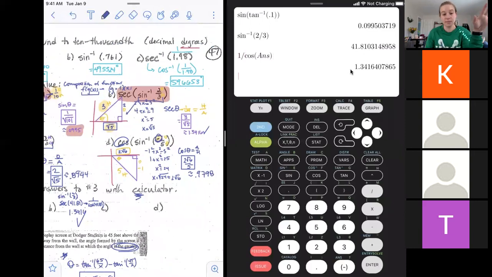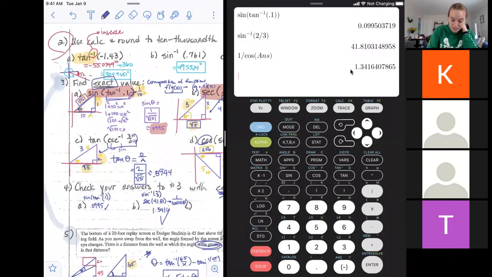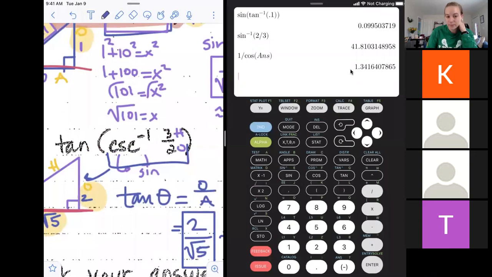Okay, the first one was an easy plug and chug. This one we had to do in 2 steps, but that's okay. Any question with plugging in? Okay. Let's do C. Ooh, C says cosecant, so I got to do something different for that.